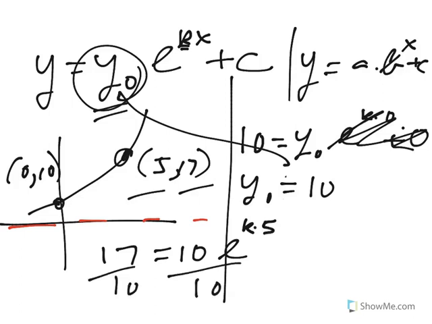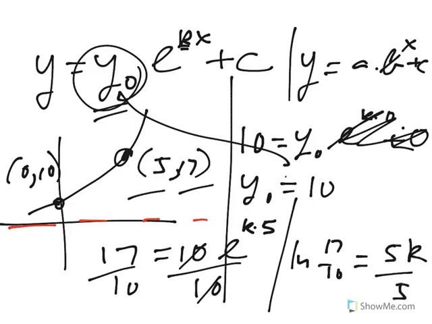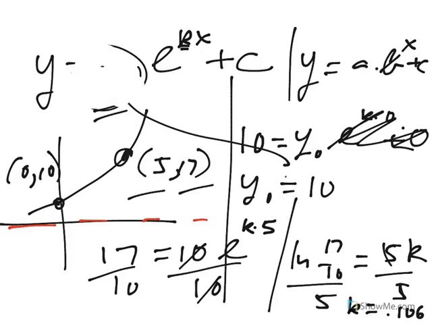Divide both sides by 10. Take the ln of both sides. Get ln of 17 over 10 equals 5k. And then divide both sides by 5. And we end up with k is 0.106. So this equation becomes 10 times e to the 0.106x.